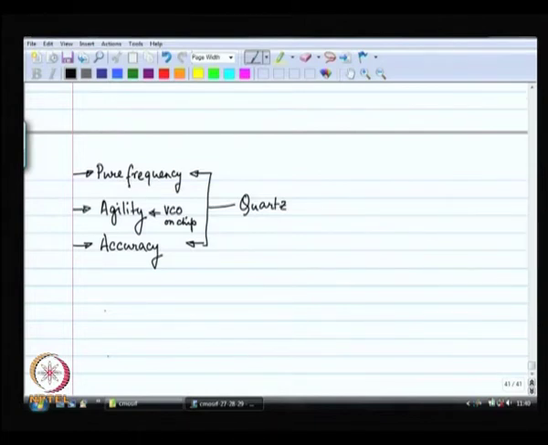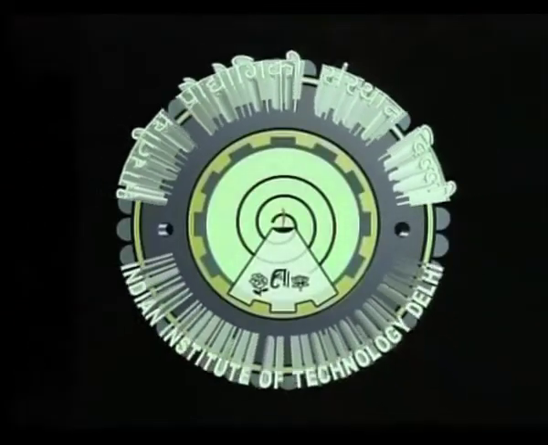So, we need a mechanism to combine the quartz crystal, which is external, with the VCO on chip and get the best of both worlds. We want agility, but at the same time we want a pure frequency, we want very low phase noise, and we want great accuracy. We can't tolerate random frequency. Okay. So, with this in the background, we are going to stop, and we will continue with this discussion on frequency synthesis in the next class. Okay. Thank you.